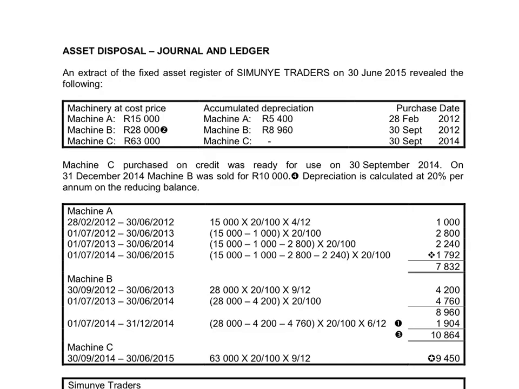Good morning. We will pay attention to asset disposal today. An extract of the fixed asset register is provided.